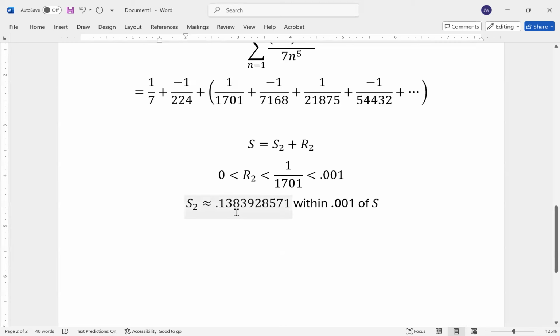So essentially, I know that the actual summation is going to be, since the remainder is positive, a little bit above that number, but it's going to be under 0.13939, blah, blah, blah. So my actual summation is somewhere between 0.138 and essentially 0.139.